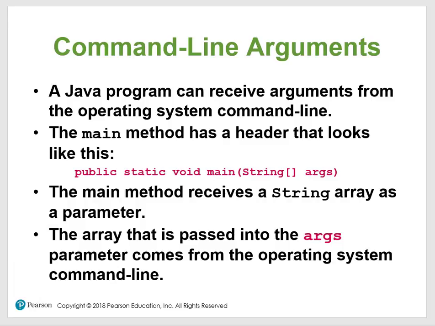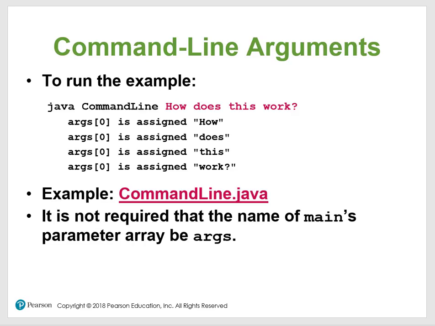Command line arguments. Java can receive an argument from an operating system's command line. The main method header looks like this: public static void main, you're familiar with this. The main method receives a string array as the parameter. So the array is passing the arguments as the parameter from the operating system's command line. Like I said, this is something you can actually use, with args[0] for example. It's pretty silly, but I don't know why Java uses this. Read through the rest of the PowerPoint slides with us.